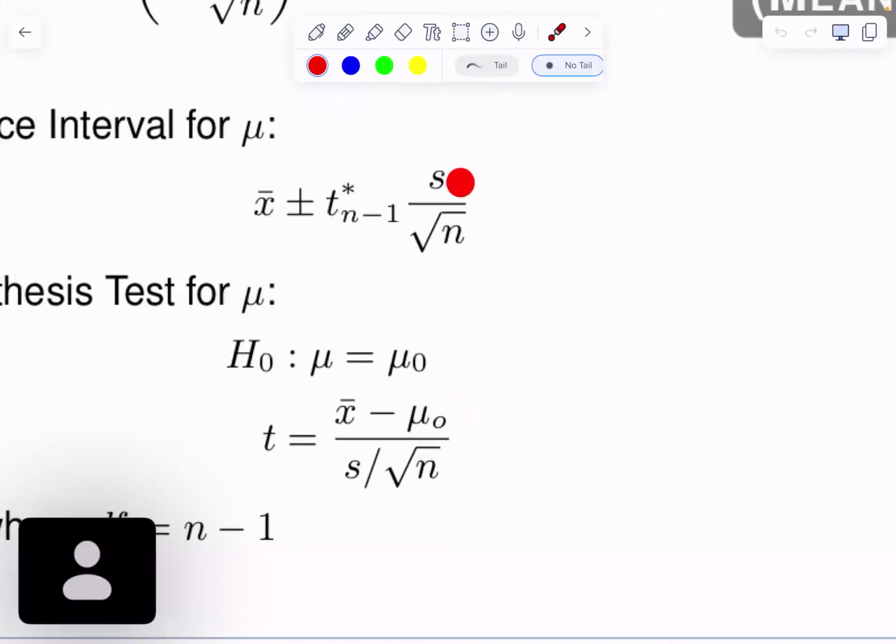What's really nice for means is that the standard error for the confidence interval is the same as for a hypothesis test, and that's going to be true for all the means questions. Whereas for proportions, right, we had to figure out, okay, do I use my p hat or my p naught, right? That kind of thing.